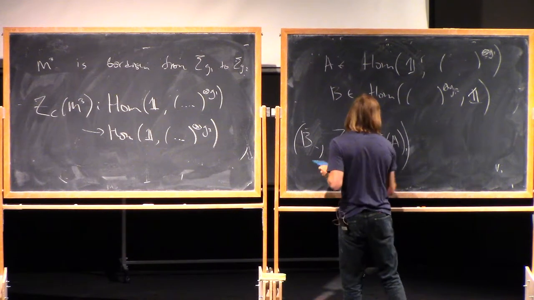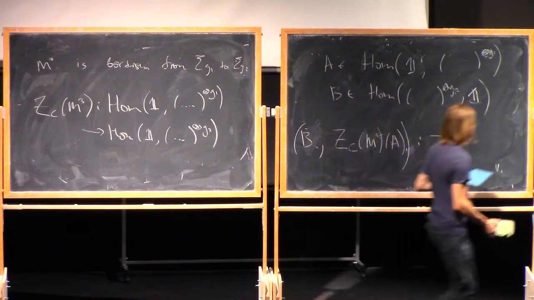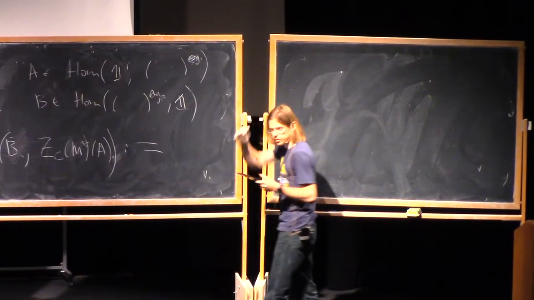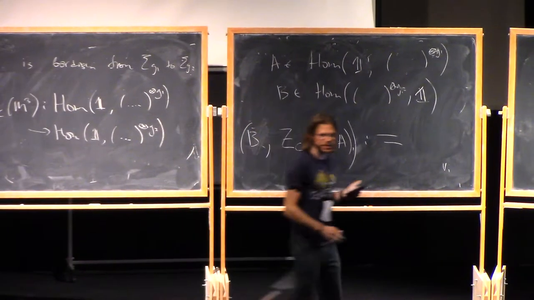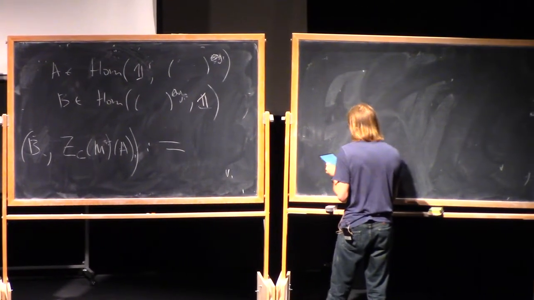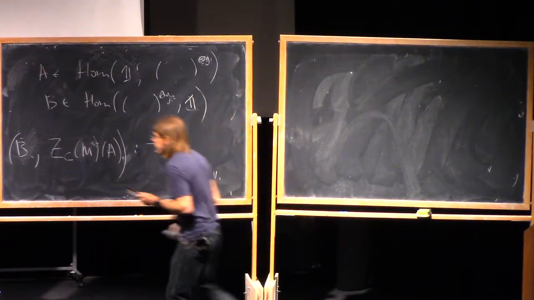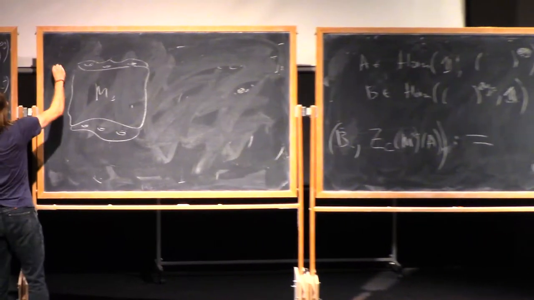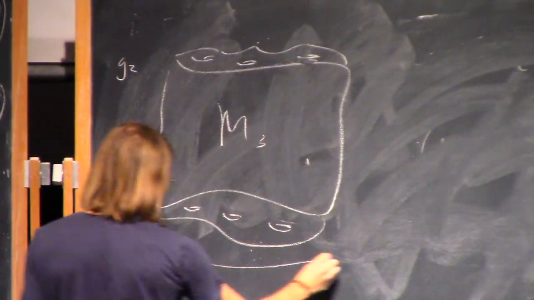This is realized as follows. I'm out of time, but let me just finish this. Do I have like three minutes? Okay, thanks. What I want to do is replace this: I have some bordism M3 between Riemann surfaces of genus g2 and g1.